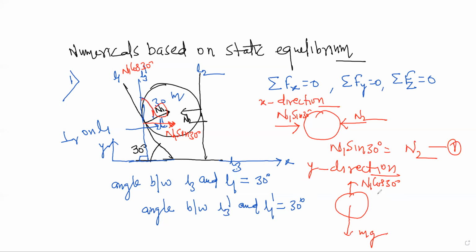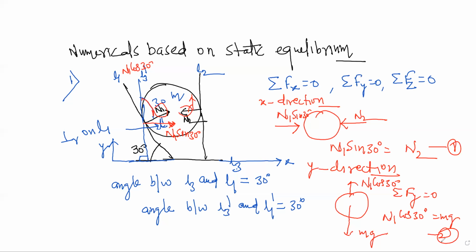So the component of force in the y direction is n1 cos 30 degrees, and of course its weight mg will operate vertically downward, and the component of n2 in the vertical direction will be 0 because it is at 90 degrees. So we can write sigma fy is equal to 0, that is n1 cos 30 degrees is equal to mg. So this is equation number 2, and we can easily find out whatever is asked.